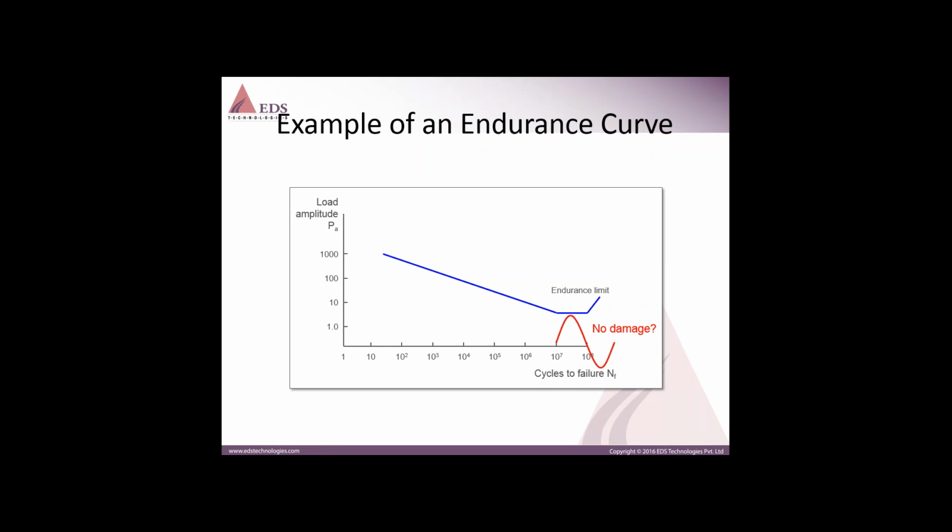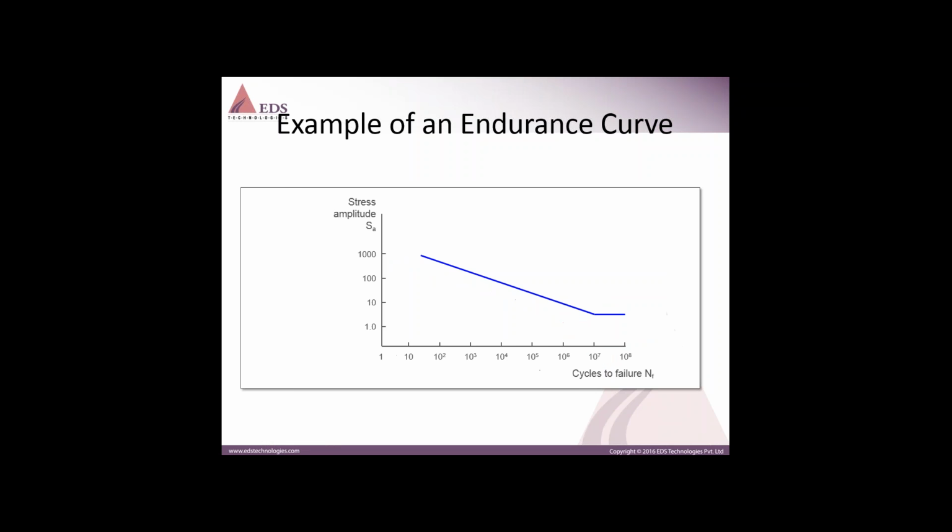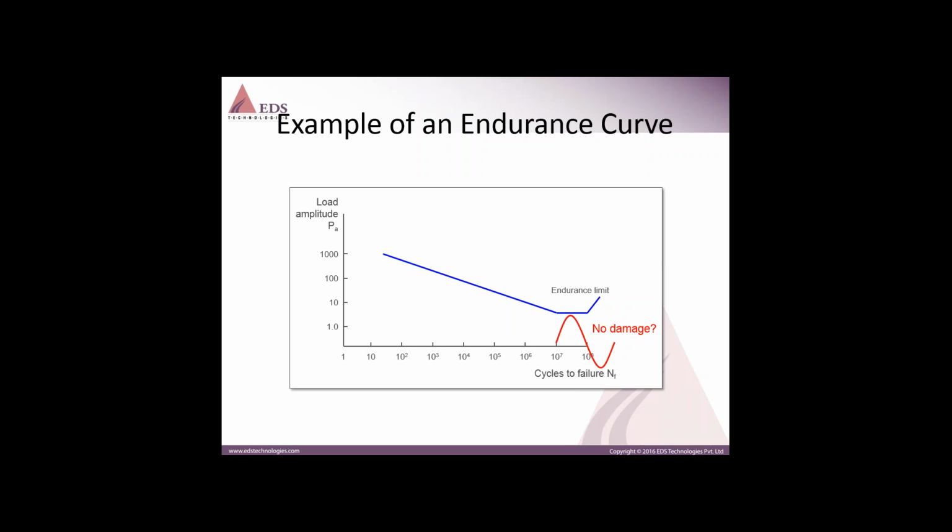The reason we plot the number of cycles on a log scale is because if we don't do it, it will bunch up together, and you cannot visualize it properly. So because of this, we try to model or plot this SN curve in log scale. And you can see here what it signifies.